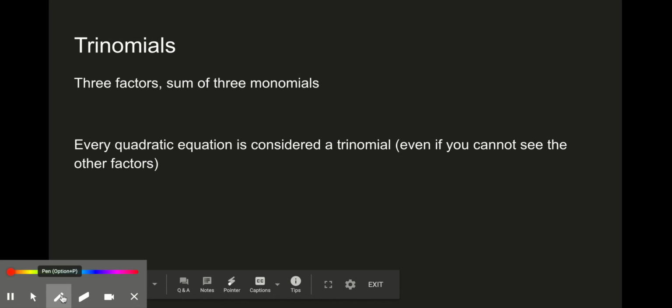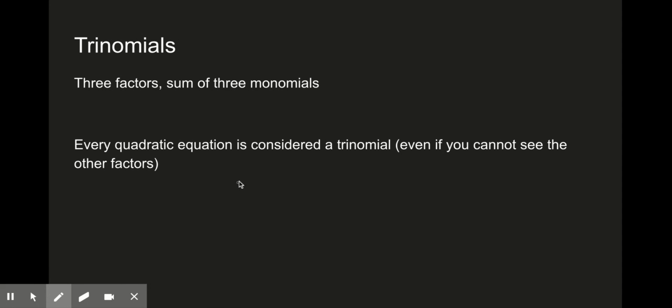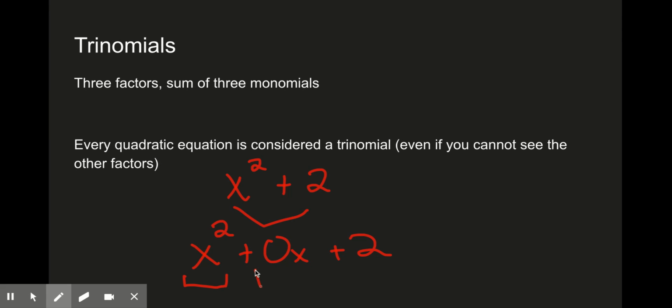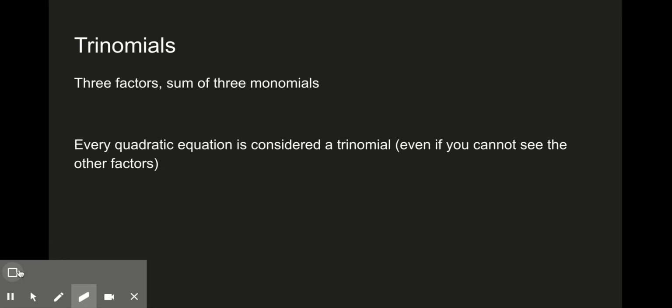So we're going to consider every quadratic as a trinomial, even if you see something like x squared plus 2, because really what this means is x squared plus 0x plus 2. That there's no x's, but we can still think about it in terms of there's 3 degrees to it, x squared, the x, and then the constant term. So we still consider it a trinomial.